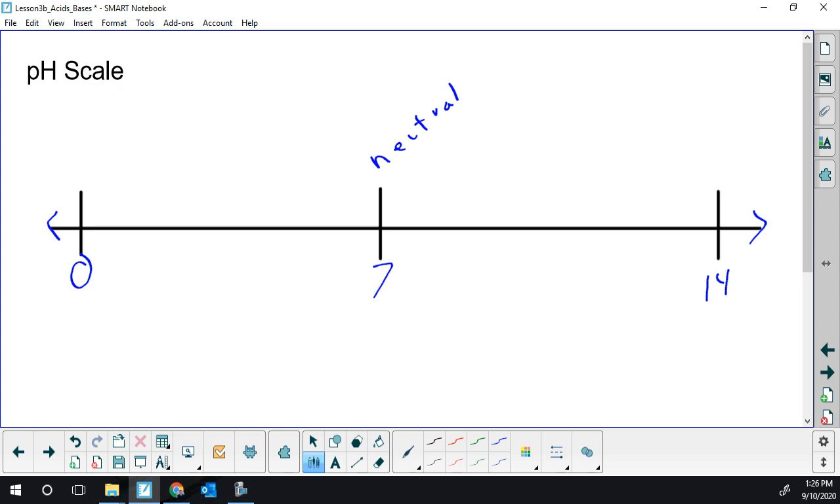We have our acidic pHs. Our acids make acidic solutions. And we have our basic pHs from 7 and above.